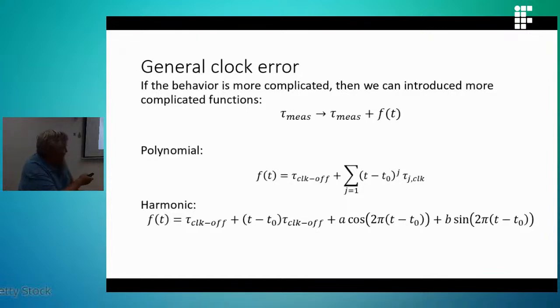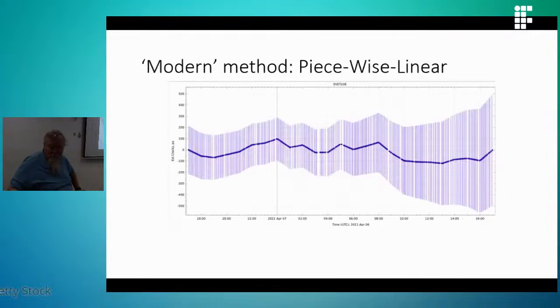Generally, rather than do any of these things, the modern way of doing it is you parameterize it as a piecewise linear function. So you assume that it has some value here, then moves at a constant rate to another value, then it moves at a constant rate to another value. And this is what the clock at one of our stations estimated looks like. It has some overall structure, but if you look at each piece, the rate is constant for that period of time.